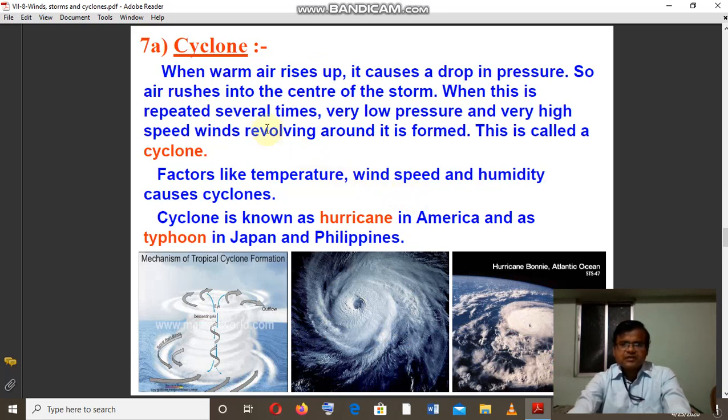Cyclone. When warm air rises up, it causes a drop in pressure, so air rushes into the center of the storm. When this is repeated several times, a very low pressure area with high speed wind revolving around it is formed. It is called a cyclone. Factors like temperature, wind speed and humidity cause a cyclone. A cyclone is also known as a hurricane in America and a typhoon in Japan and the Philippines. These are the figures of hurricanes.